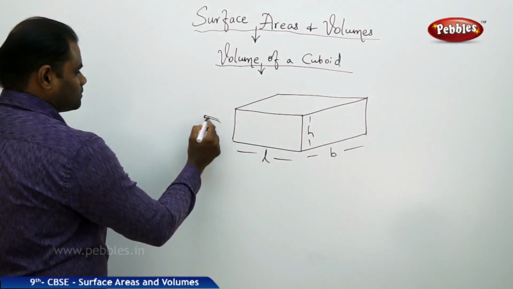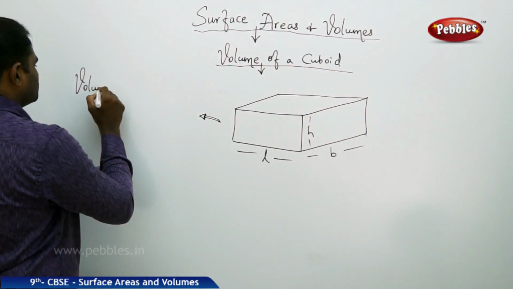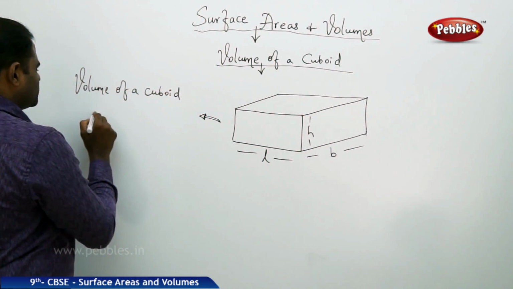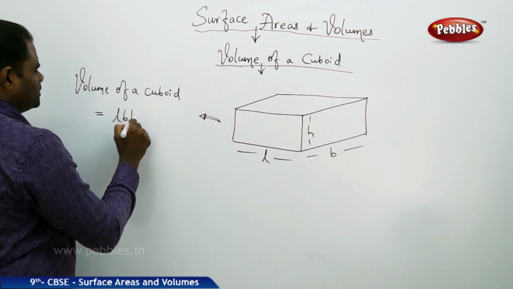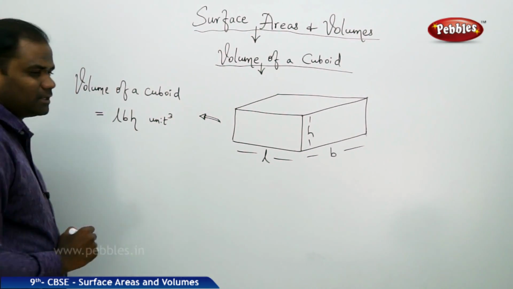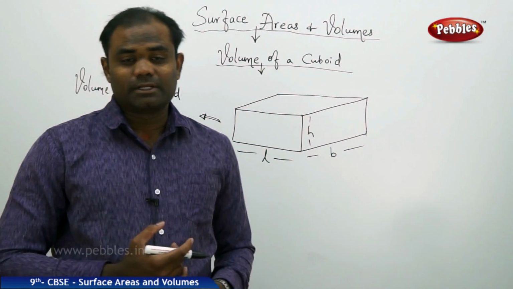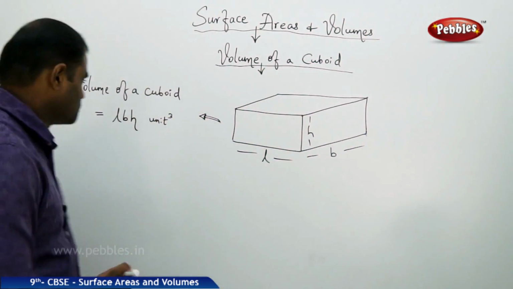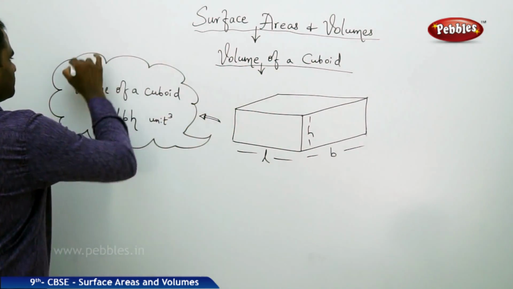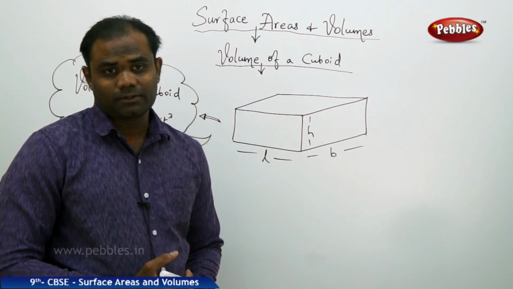So for this cuboid, volume of a cuboid is given by the formula LBH unit cube. So if I have the length, the width, and the height of the cuboid, I just multiply all the three dimensions, which gives me the volume of a cuboid. That's how I understand volume of a cuboid.